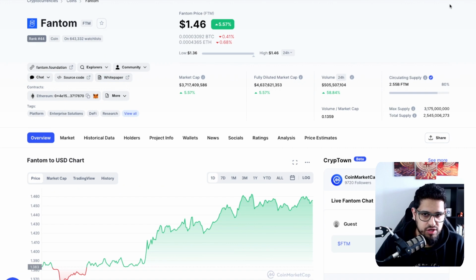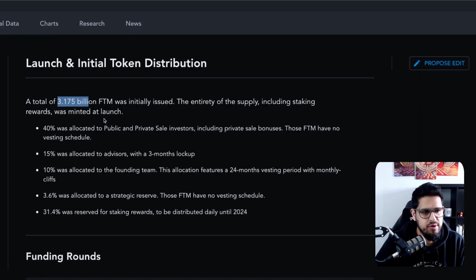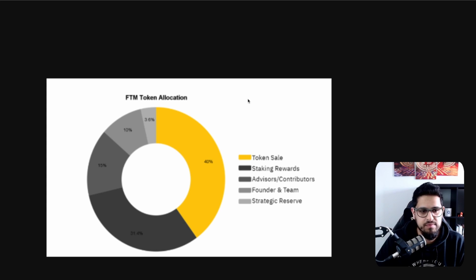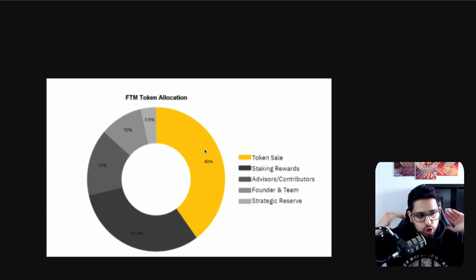Now, the next thing to look at is to say, okay, from the 3.175 billion, what happened to it? They created 3.175 billion at launch. What did they do with it? Well, what they did was the following. They gave 40% as a token sale, okay? That was to public and private sale investors and private sale bonuses. We'll cover some of that shortly. And these have no vesting schedule, okay? So as soon as they were created, they could have been dumped on the market.